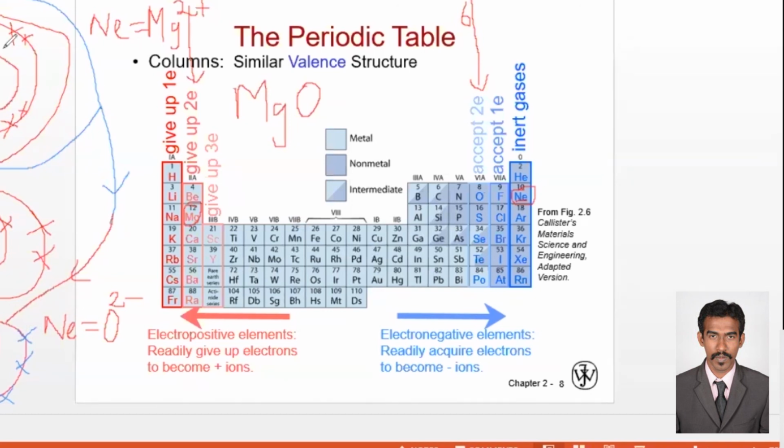Similarly, magnesium also will try to give up those 2 electrons. But in case they achieve this inert gas state, they would not be looking for anything to give or gain, right? Now they are stable, right? So this stable state is the minimum energy state.